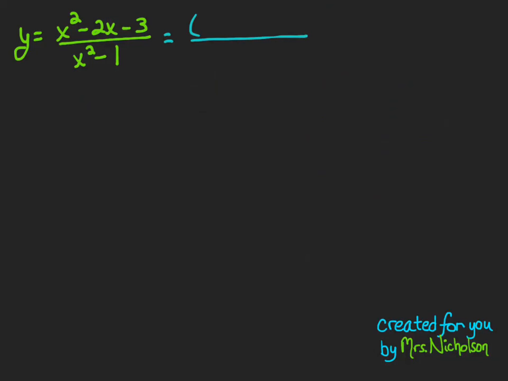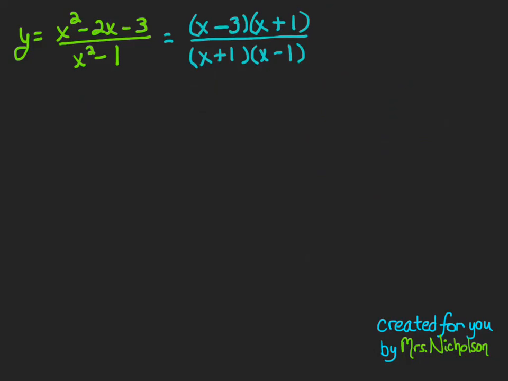So in the numerator, I'm going to have x times x, because that's going to give me x squared. And then to get 3, my only choices are 3 times 1. I want to get negative 2 in the middle, and so I'm going to make the 3 negative and make the 1 positive. Now in the denominator, I have x squared minus 1. That's a difference of two squares, and so that's going to factor to x plus 1 and x minus 1.